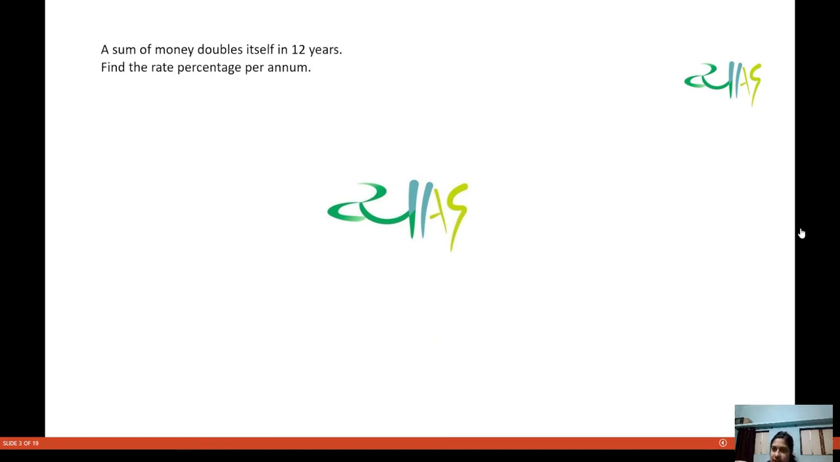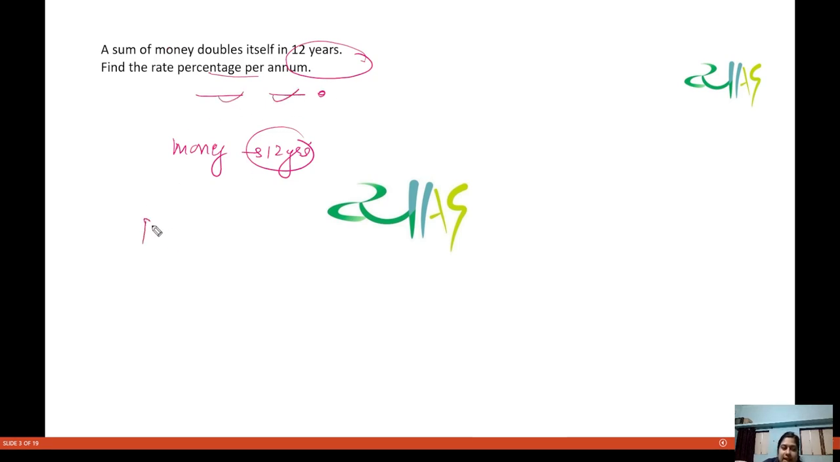What does the next question say? Now look at this. A sum of money doubles itself in 12 years. Find the rate percentage per annum. This is very simple because it is saying a sum of money doubles itself in 12 years.